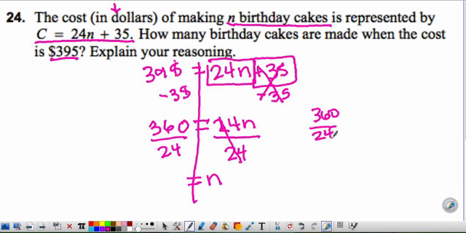These are both even. What's going to go into both of these? 2. Half of 24, it's easy. It's 12. Let's do half of 360. What's half of 300? 150. What's half of 60? 30. So we have 180.